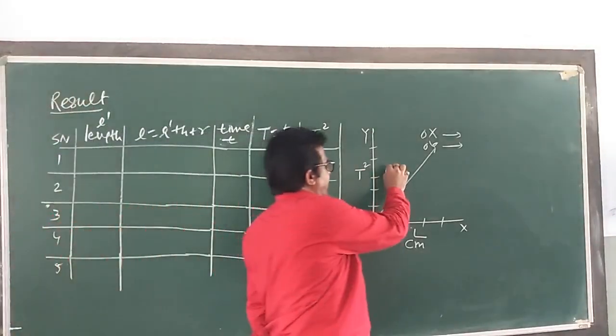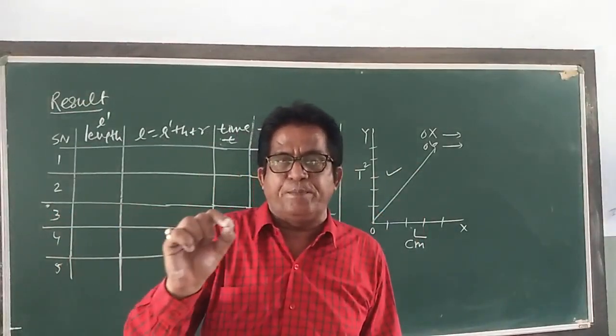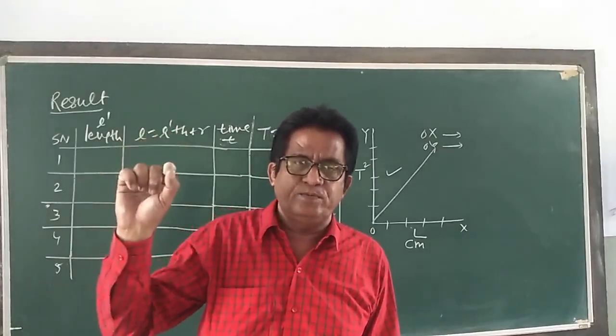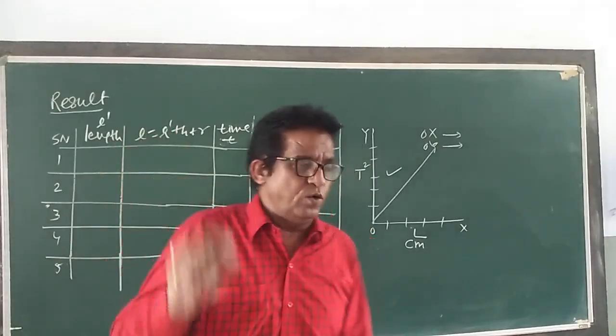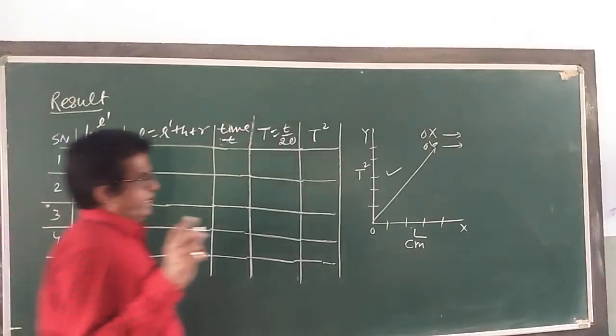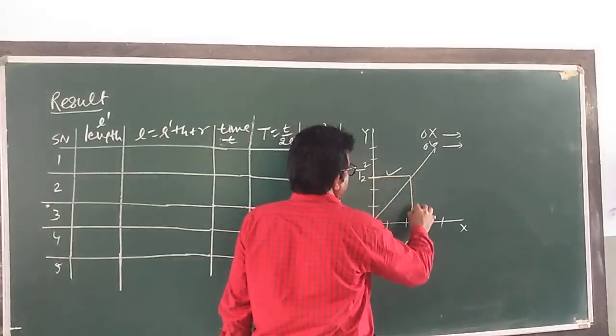In the result, just write this much: the graph in between L and T square, we are getting a straight line. Is it clear? Okay. Now, my dear children, when the time period is 2 seconds, suppose it is 2 seconds, at that time, what is the length?